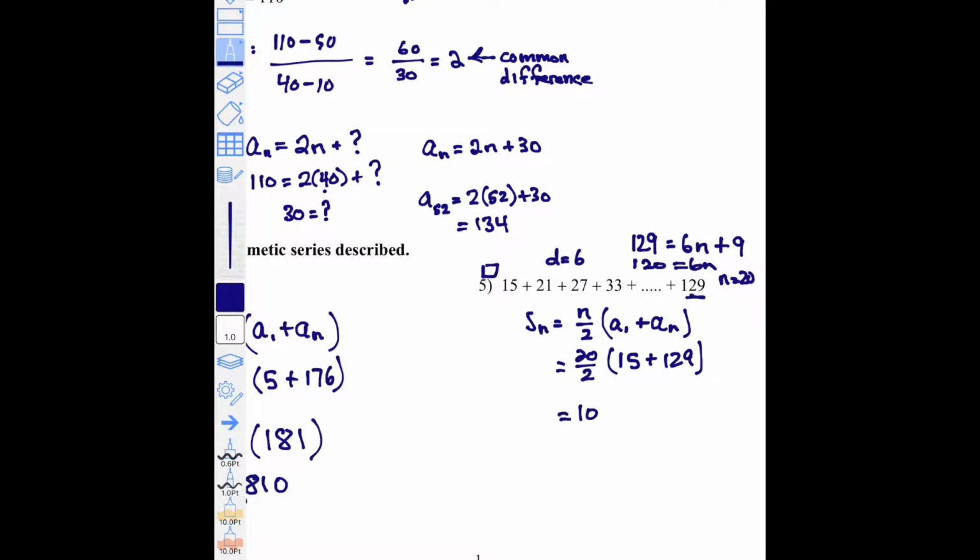Divided by 2 is 10. 15 plus 129, that's 139, 144. And then 144 times 10 is 1,440.